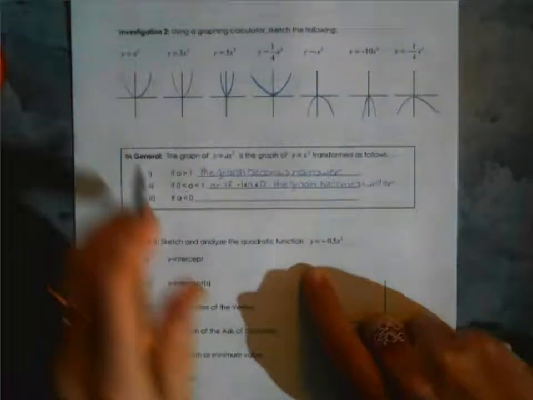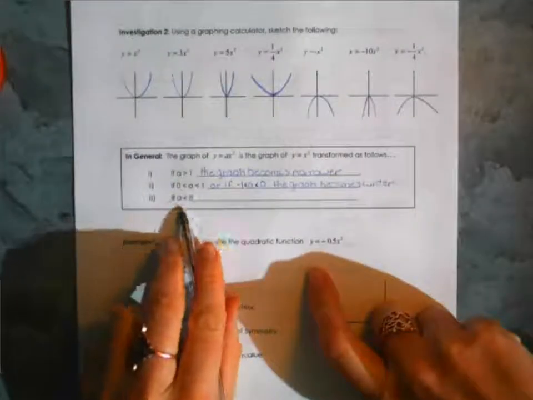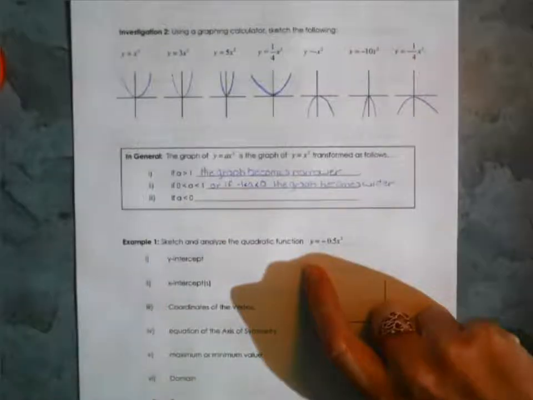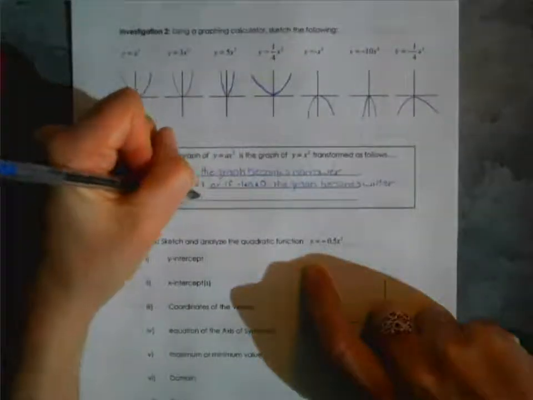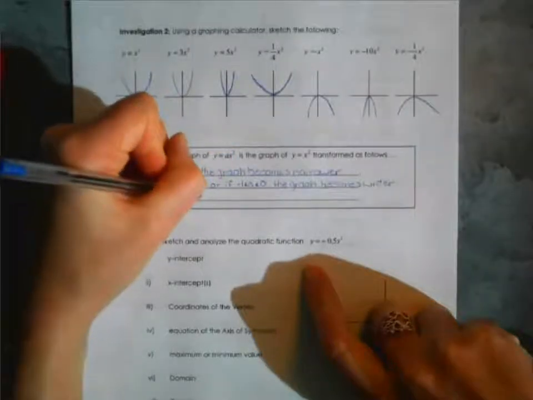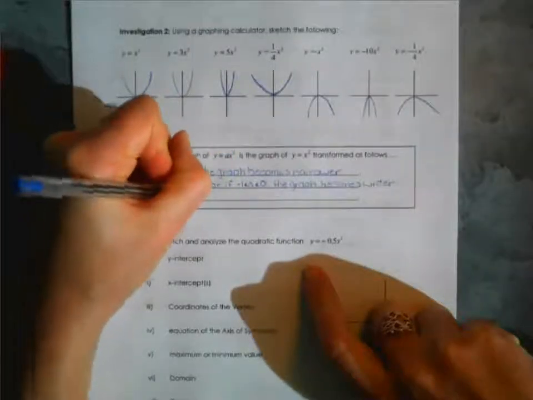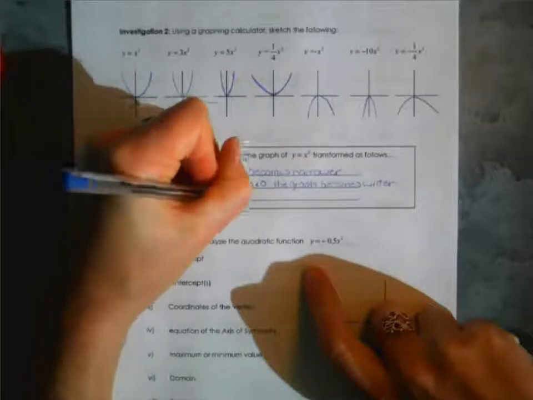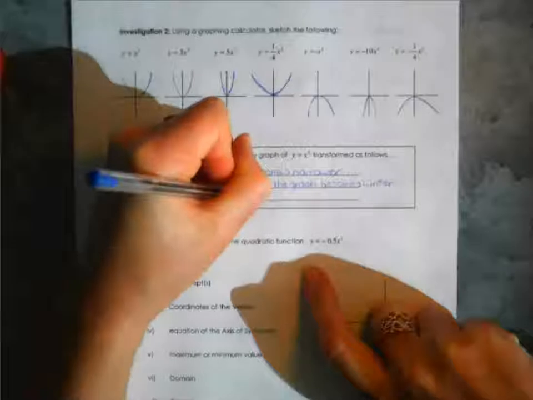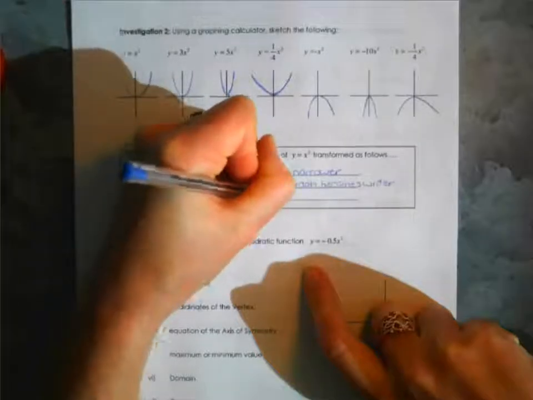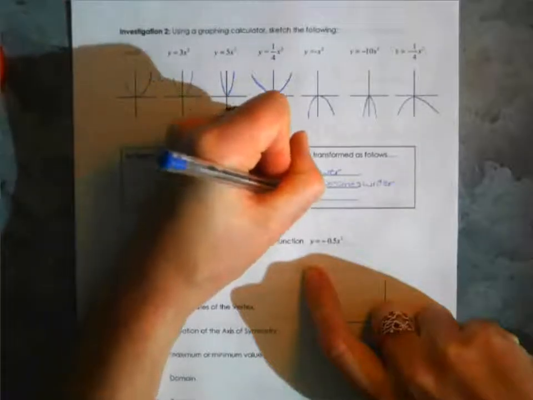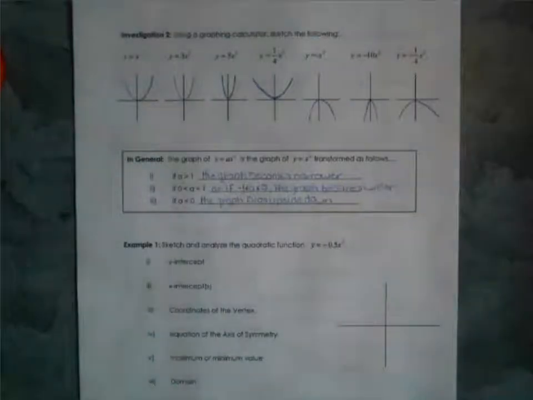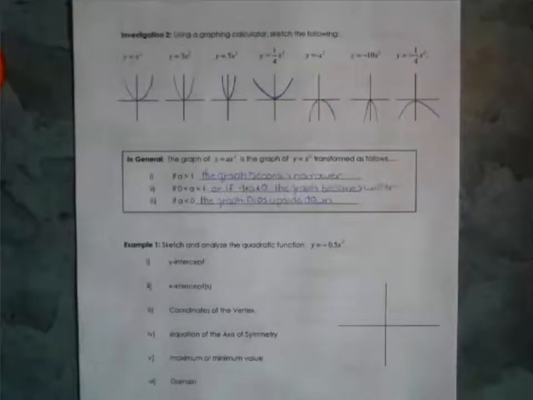Okay. Now the other thing is, if a is less than 0, so basically if it's a negative number, what happens to the shape of the graph? Well, the graph flips upside down. Right, so we see that it opens downwards instead of upwards now.